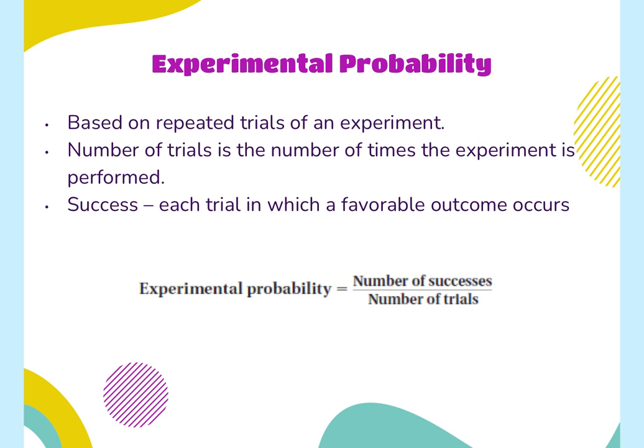All right, experimental probability is based on repeated trials of an experiment. So you're doing the same experiment over and over again. The number of trials is the number of times the experiment is performed. So if I'm rolling the die once, rolling the die twice, rolling the die 3 times, then 3 is the number of trials. Success is each trial in which a favorable outcome occurs. So if I'm rolling the die and I want to land on a 2, every time I land on a 2, that is success. And experimental probability is found by doing the number of successes over the number of trials.